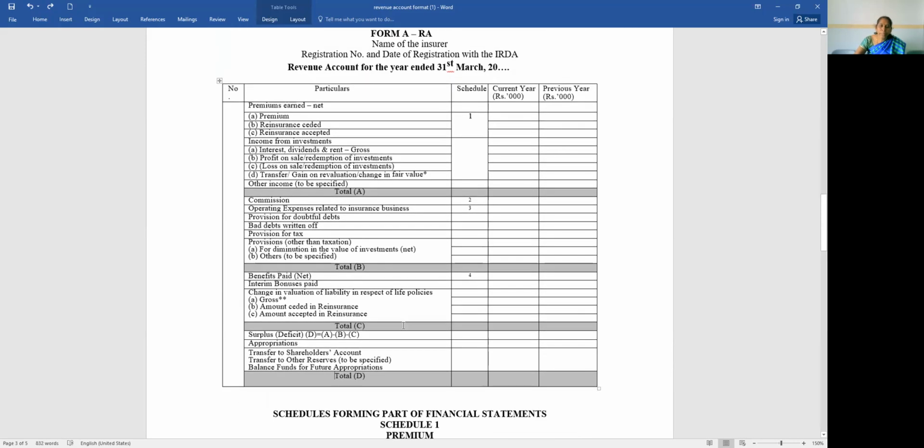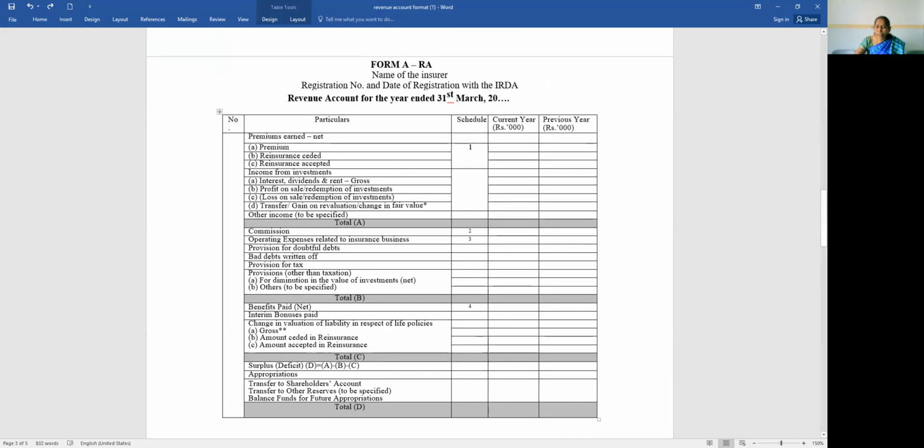This is called the revenue account. This is the way you have to prepare the revenue account. So majorly there are three categories: revenue and expenses. Revenues will come under total A, expenses will come under B and C. C is nothing but any amount payable or paid to policy holders, and other than that, every expense will come under the category of total B. This is the recap of the revenue account.